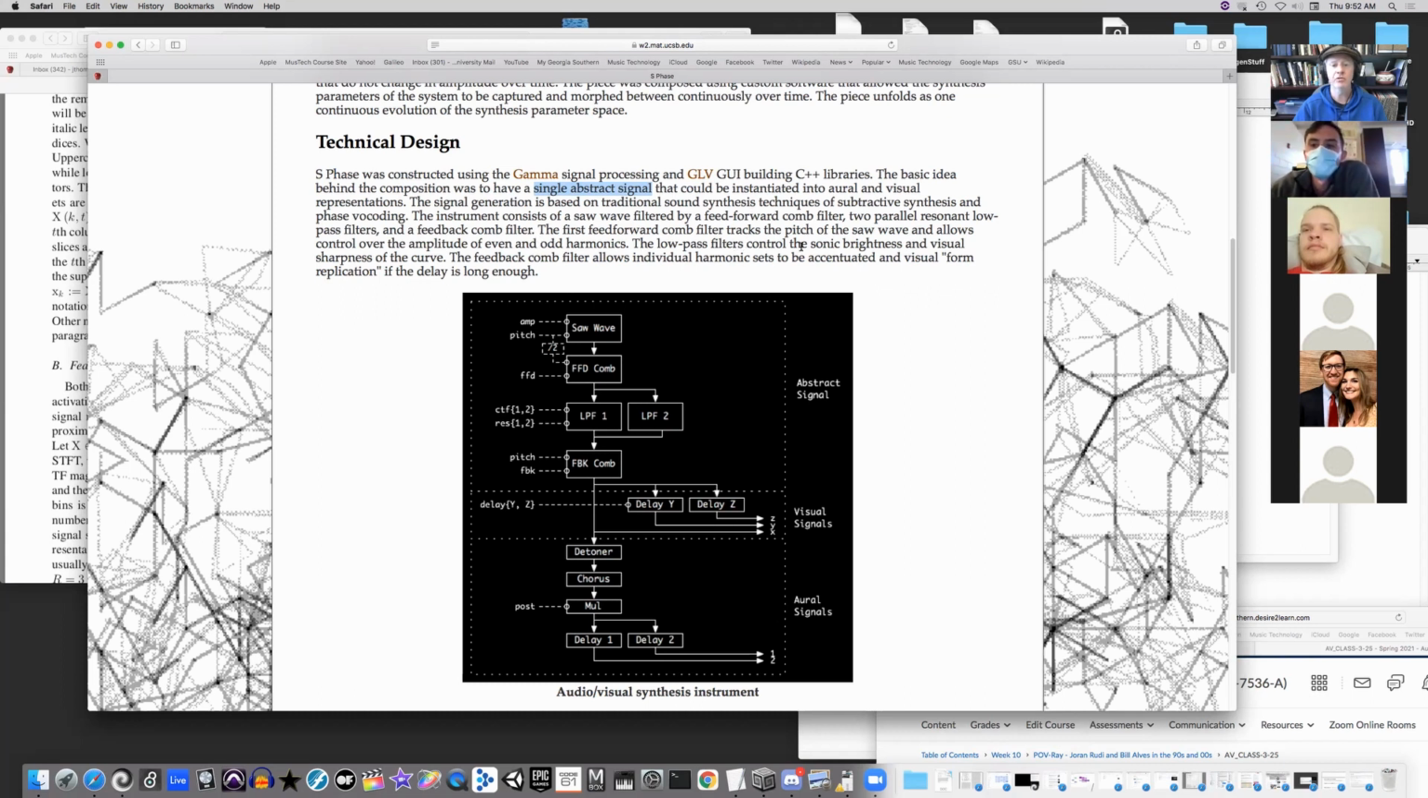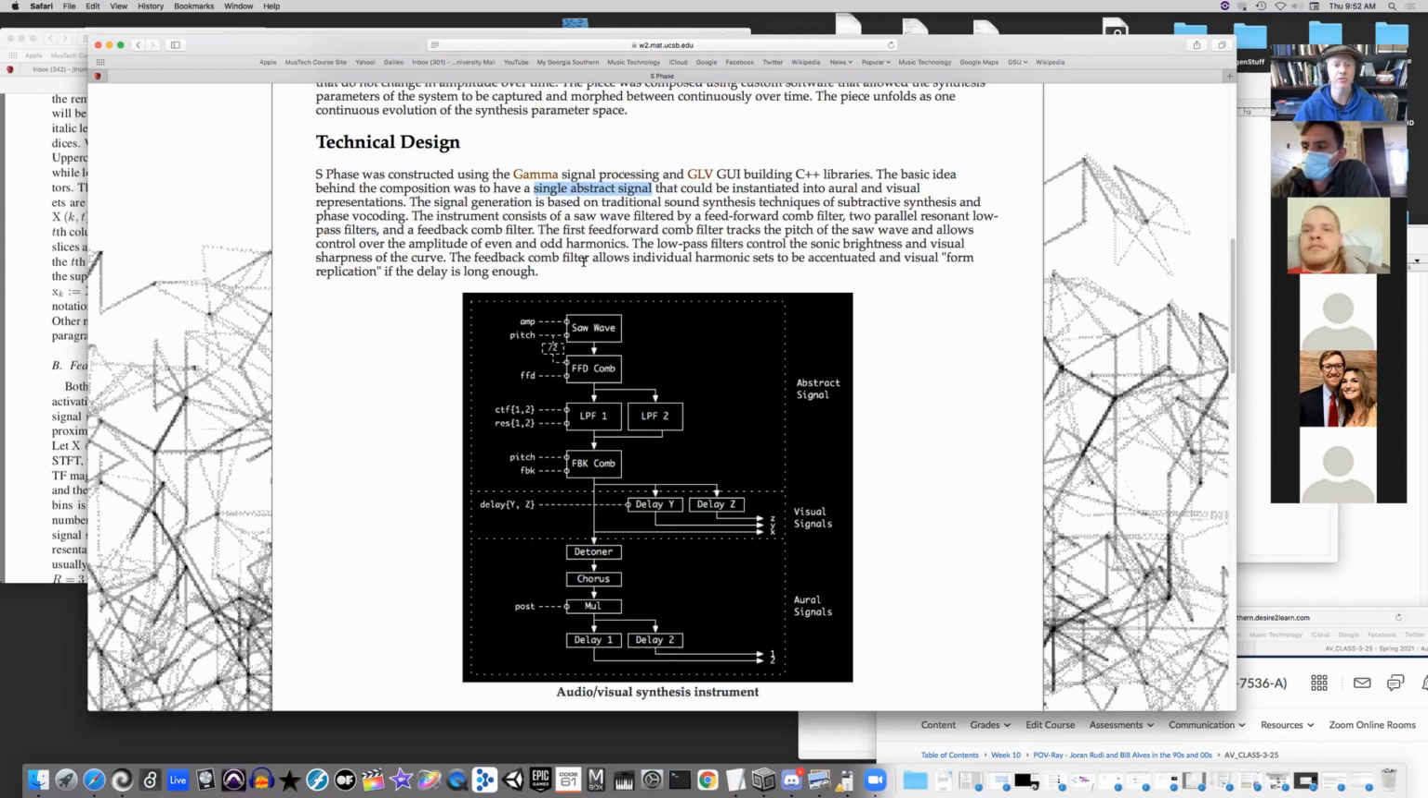The low-pass filter controls the sonic brightness. So obviously if you low-pass filter something a lot, it's not as bright. And if you low-pass it less, it's more bright. And visual sharpness of the curve. So the sonic consequence and the visual consequence.